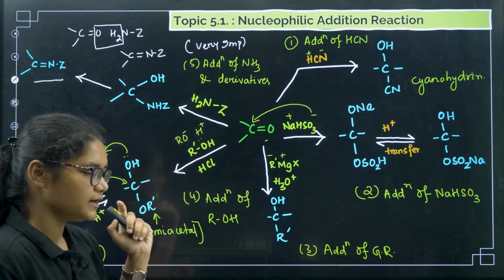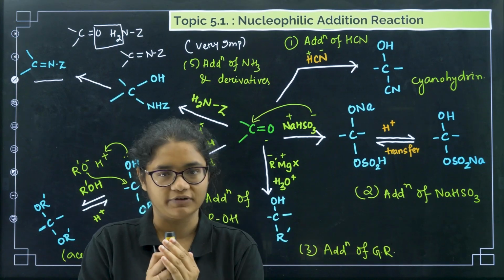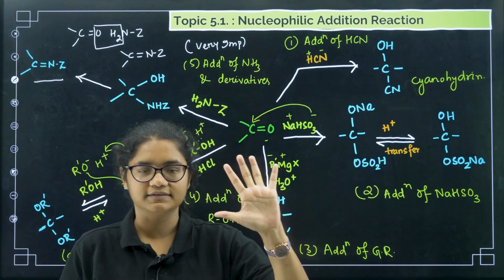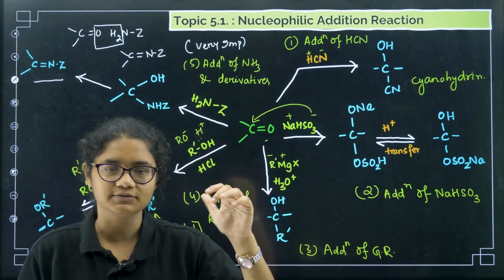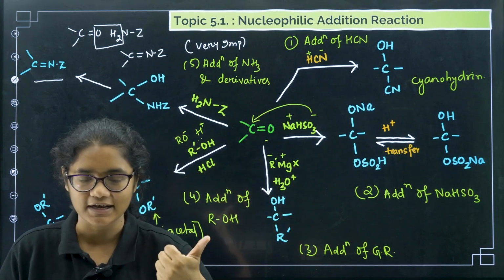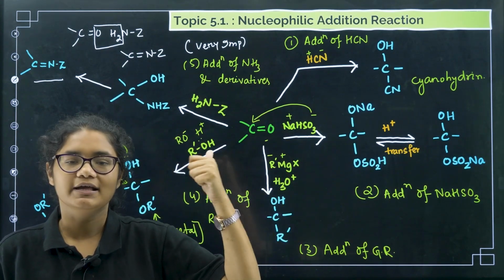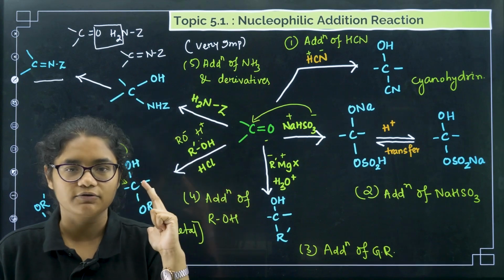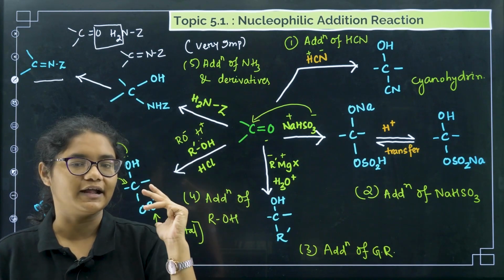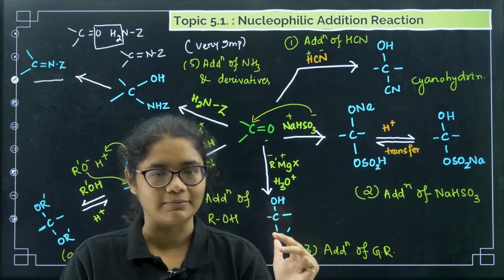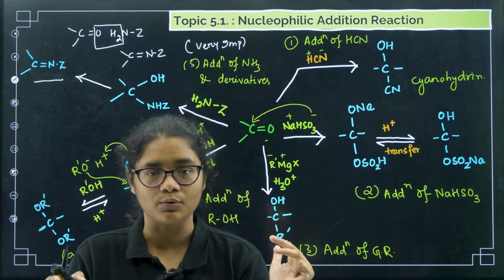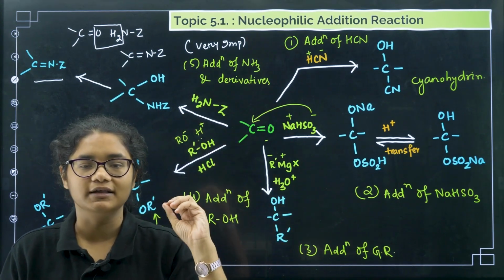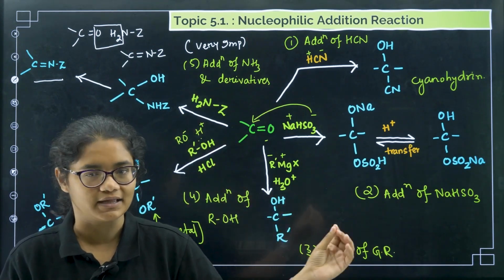Okay, so now we are done. As we talk about nucleophilic addition reactions, we discussed five addition reactions. First is addition of HCN. This will give you cyanohydrin. Second is addition of NaHSO3. Third is the addition of Grignard reagent. Fourth is the addition of alcohols. Here we get hemiacetal and then it gets converted to acetal. And the fifth one is the addition of ammonia and its derivatives.